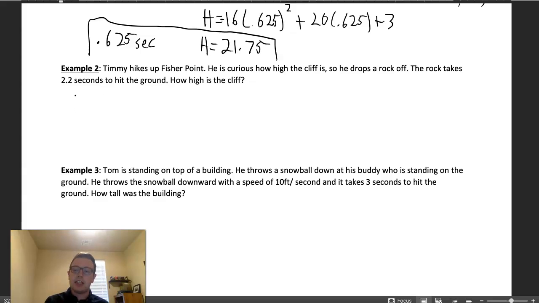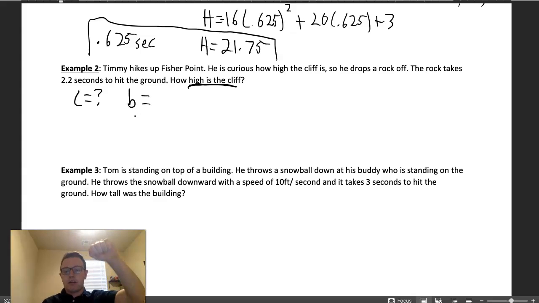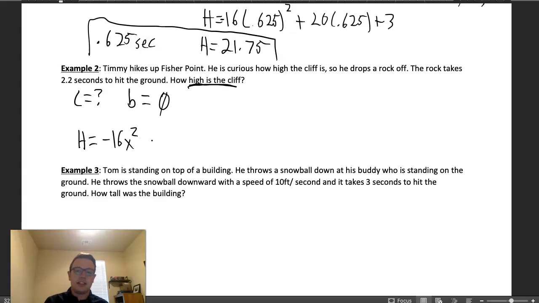So let's ask ourselves, what is c? What is our initial height? Well, we don't know. That's what we're trying to figure out. It asks us how high the cliff is. Okay. What about b? What's our initial velocity? Well, if we're dropping the rock down, the initial velocity will be 0, because we have no initial speed. Let's put this into our equation. We find out that h will be equal to minus 16x squared plus 0x plus c.